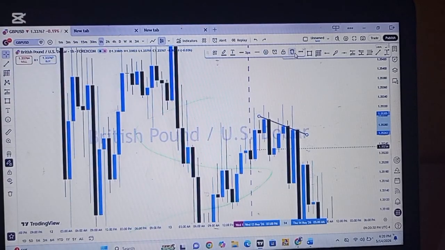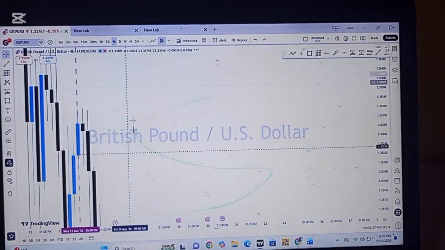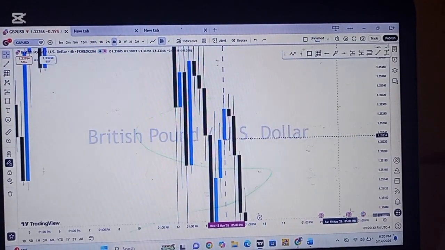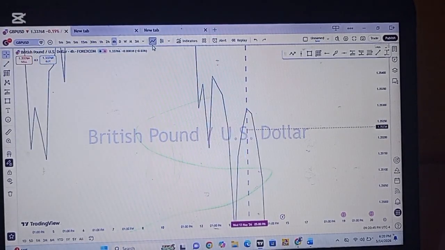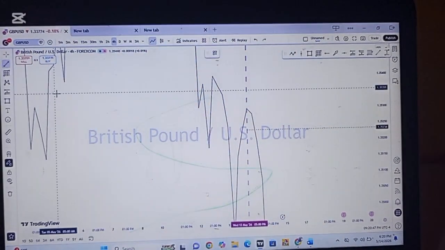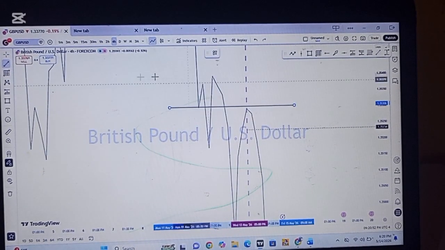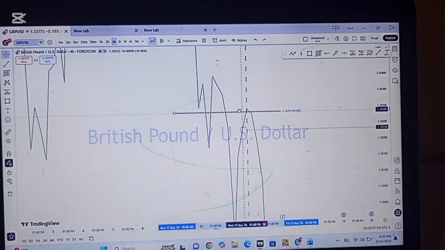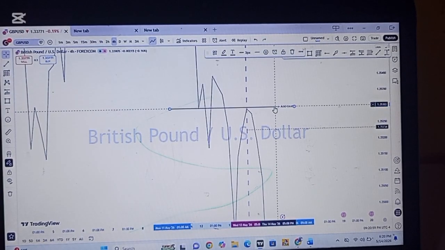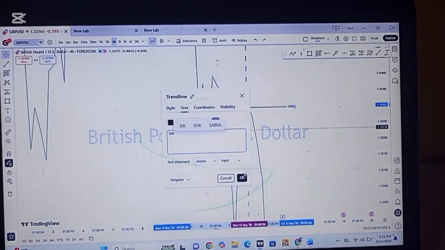If you cannot see anything there, don't force issues, just come to the 4 hour. From the 4 hour, it's usually very clear. We have an SBR like that. So this now becomes your key level. This one is an SBR, support becomes resistance.